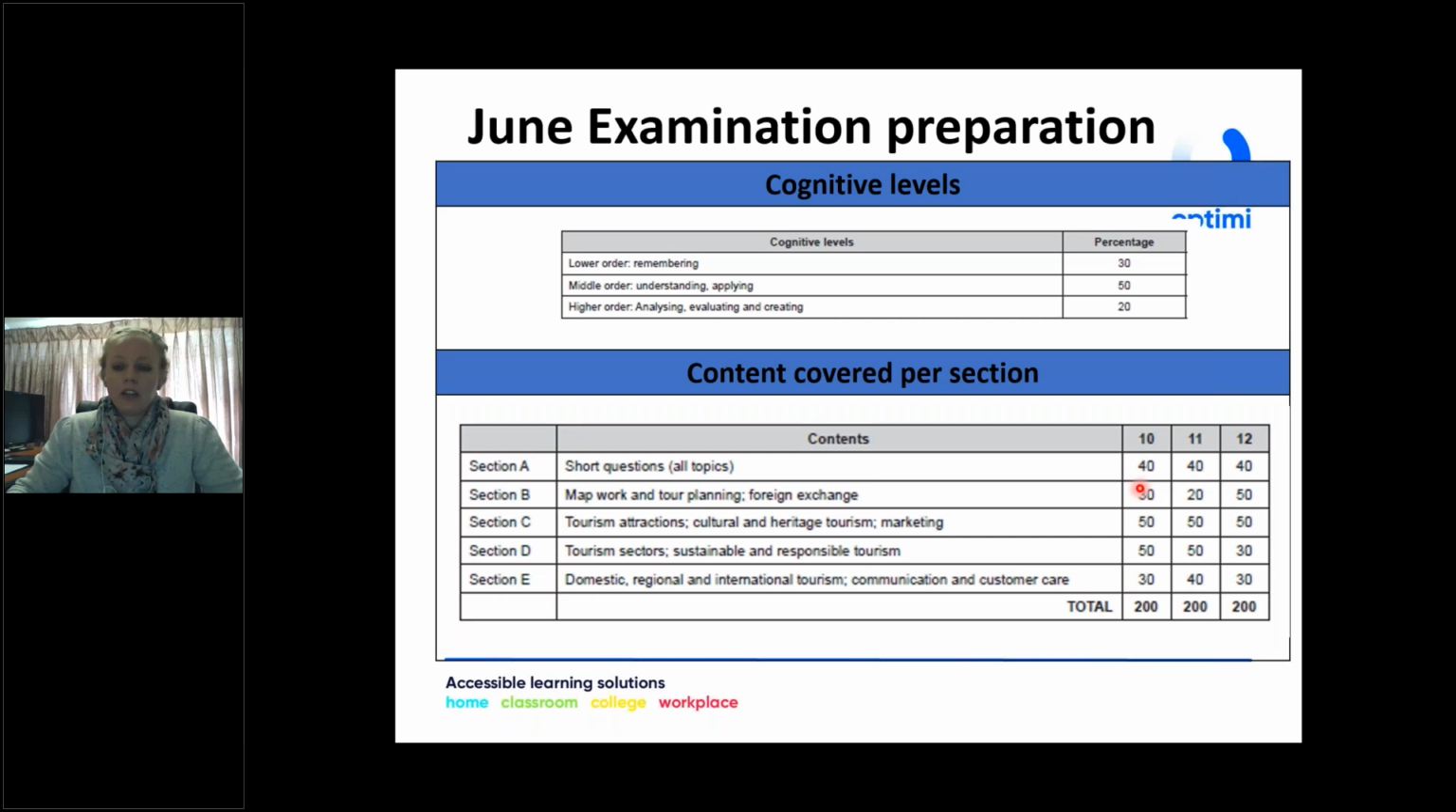And then you will see here for grade 10, these are usually what the sections will count off, but this is specifically for your November examination, which counts out of 200 marks. So your short questions will more or less count out of 40 marks, section B 30, section C and D 50, and then section E 30. So this is usually the division that your paper will be set in.